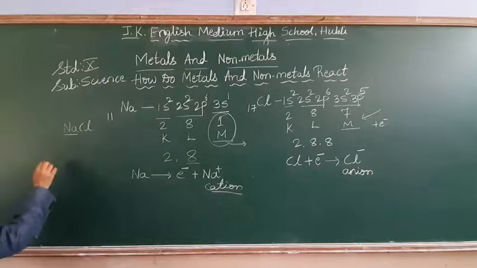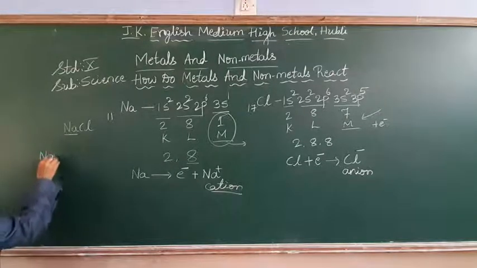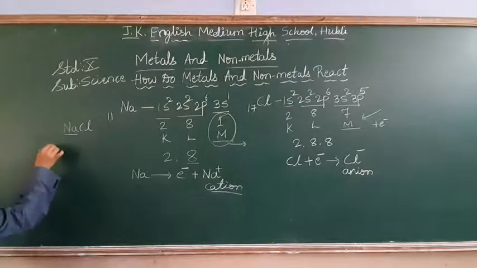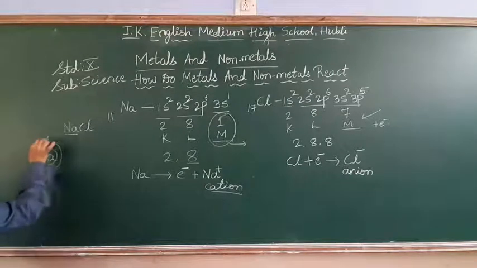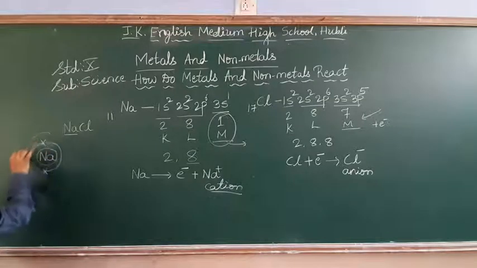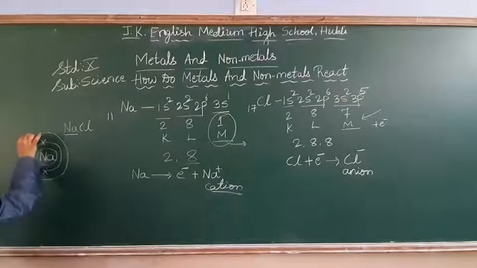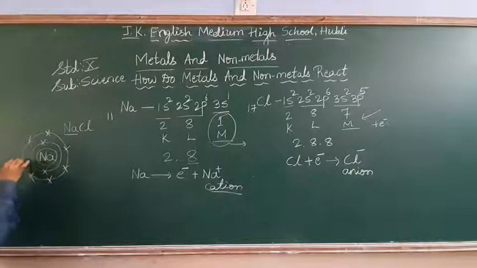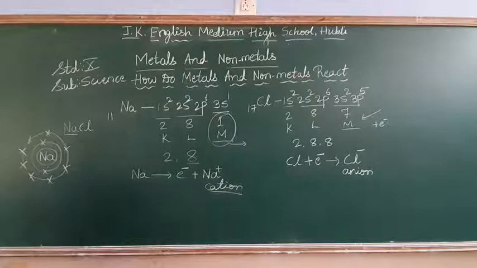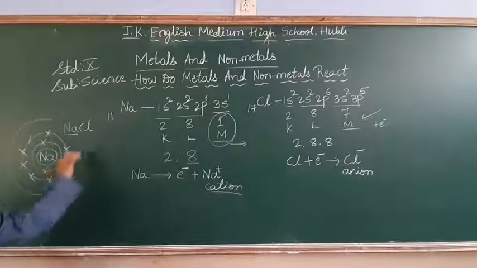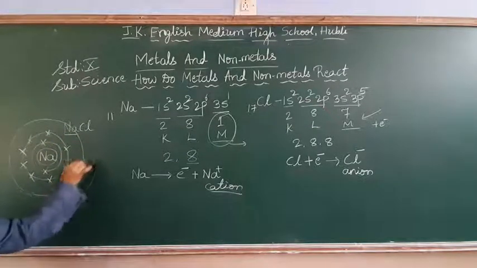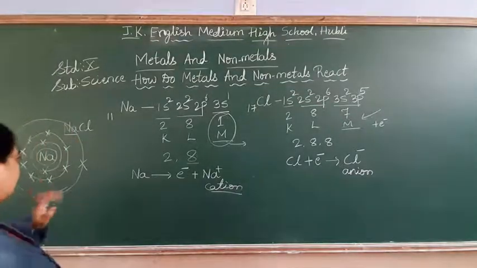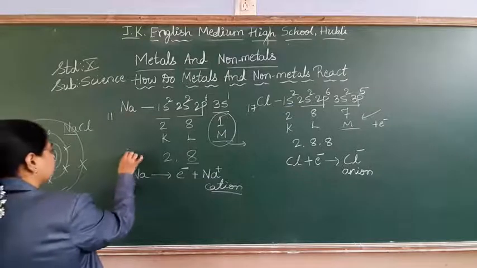So let me write the atomic structure, students. This is the nucleus, the first shell with 2 electrons, second shell with 1, 2, 3, 4, 5, 6, 7, 8 electrons, and the outermost shell with how many electrons? 1 electron, right? The same thing, let me write about the chlorine.